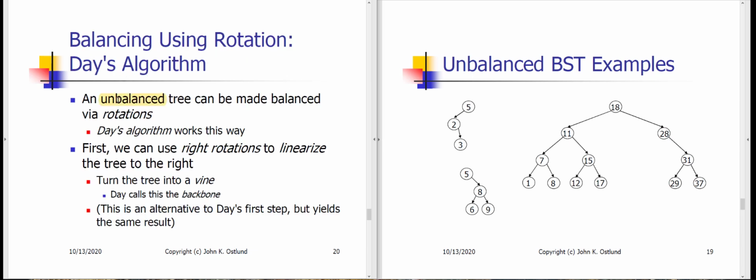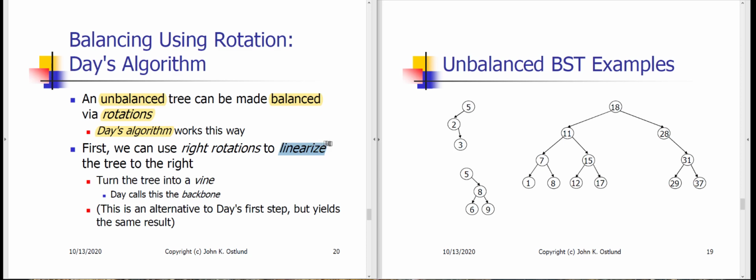All right, so if we find ourselves with an unbalanced tree, which means that it has less than optimal search performance, we can turn that tree into a balanced tree through the application of rotations. And one old and simple algorithm for balancing a tree that's not balanced is called Day's algorithm. Not surprisingly, invented by a fellow named Day at some university in the UK, I've forgotten. And his algorithm basically goes like so.